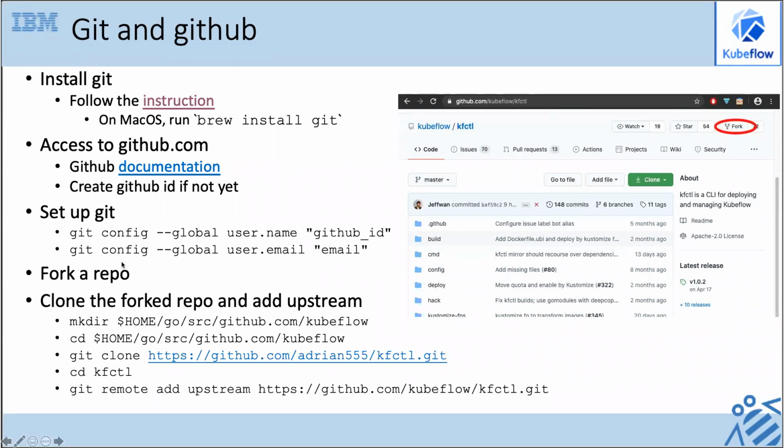After that, you need to set up Git. You run git config to set your username and your user email there. And then fork a repo. For example, if you want to go to the Kubeflow project, you go to github.com/kubeflow/kubeflow, and then on the top right, there's the fork button, and you just click on that, right? So this is particularly for the Kubeflow project.